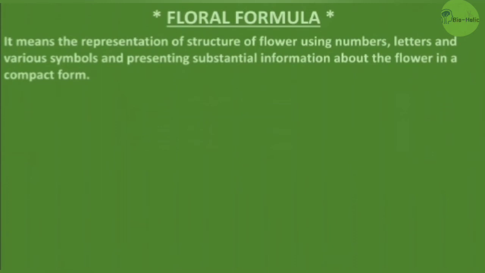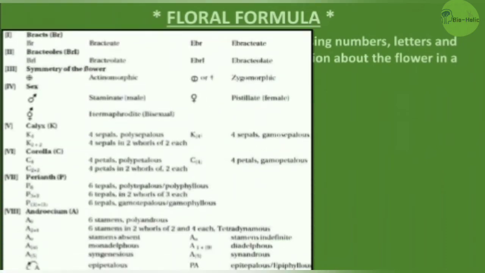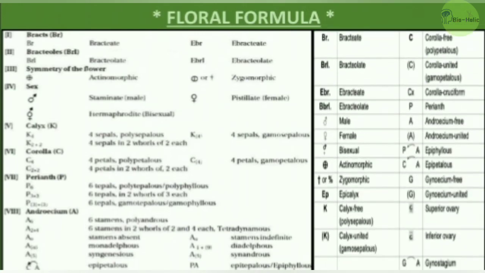Now floral formula. It means the representation of structure of flower using numbers, letters and various symbols and presenting substantial information about the flower in a compact form. With these equations, we can write the floral formula. The bracts can be present as BR. The symmetry of flower can be presented by a plus circled by a round. The sexuality, the calyx, the corolla, perianth and androecium can be stated with this type of symbols.